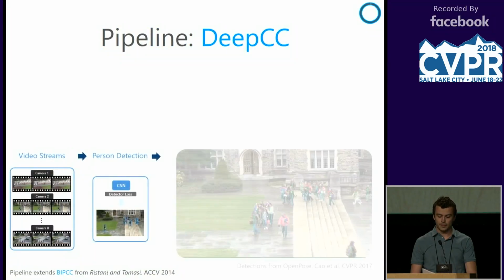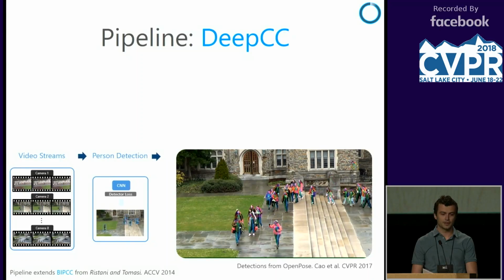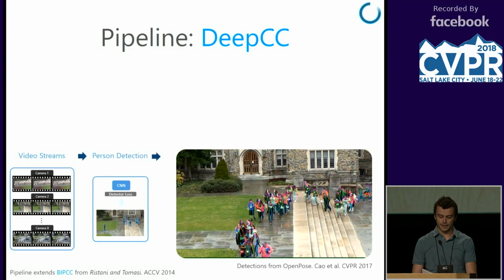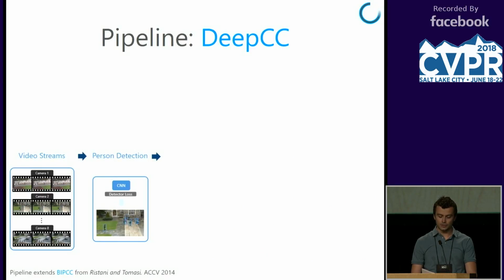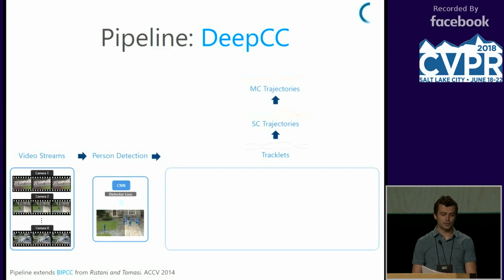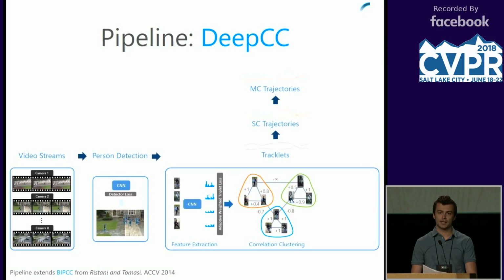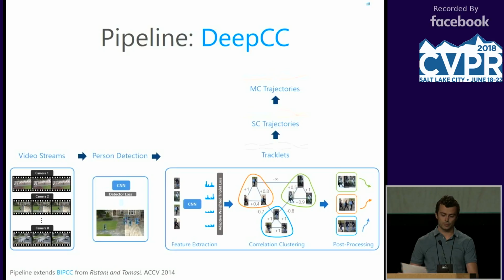We put together a pipeline which extends our previous work. For each frame, we extract person detections using the OpenPose detector. In hierarchical order, we then compute tracklets, single camera trajectories, and multi-camera identities. We use the same reasoning in every level of the hierarchy. We extract appearance features using our trained model, then compute identities using correlation clustering, and finally post-process trajectories to improve their quality.